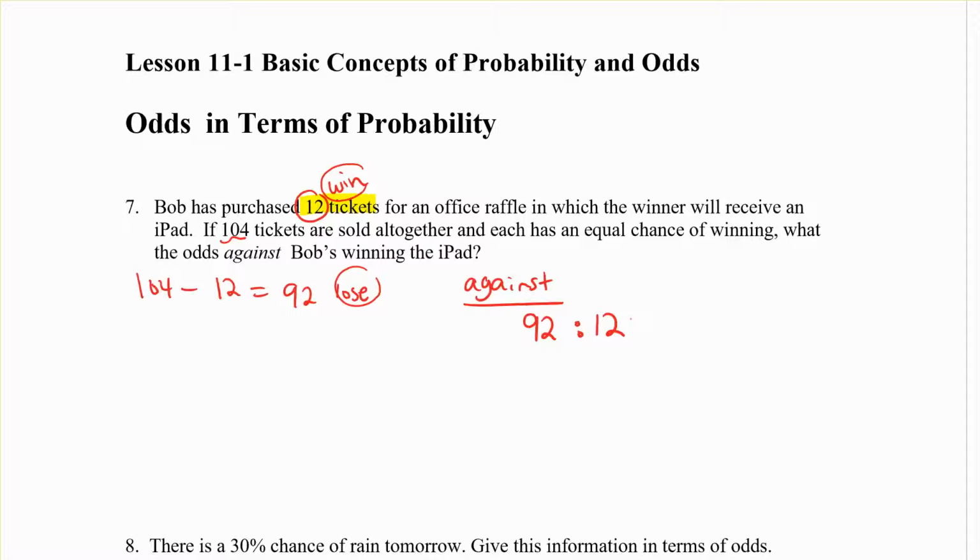So when you want to put odds against, you want to stack it first with the number of ways that you would lose, compare it to the number of ways that you would win. Always simplify just like you would a fraction. 92 and 12 can be simplified if you divide by 4. So this gives us the odds of 23 to 3.